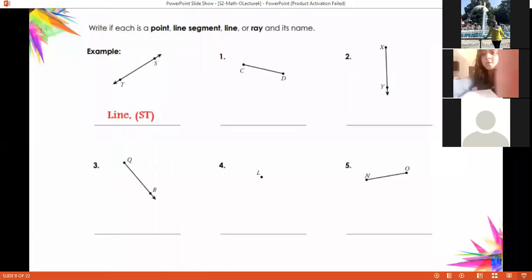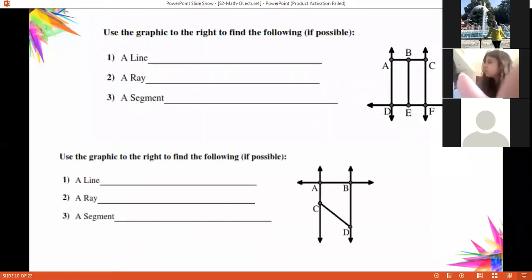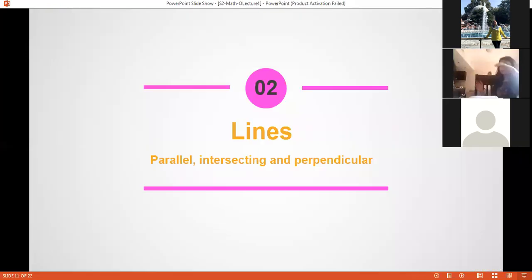Did we do this exercise? Yes, we did it, right? So we solved this exercise, and we did those two exercises. Now I'm going to start with the lines, okay? Now I want you to pay attention very well, okay?